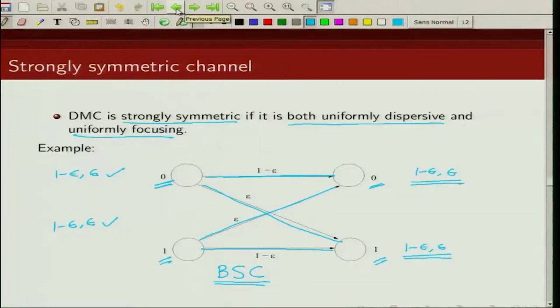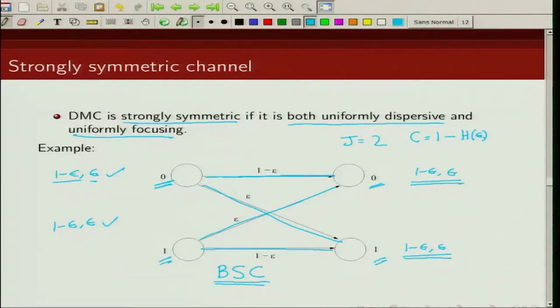So, then can you tell me the expression for capacity of this binary symmetric channel? Here j is 2, so log of 2 is 1, so the capacity is 1 minus, and these probabilities are 1 minus epsilon and epsilon, so this can be written as the binary entropy function of epsilon. So this is the expression for capacity for a binary symmetric channel.